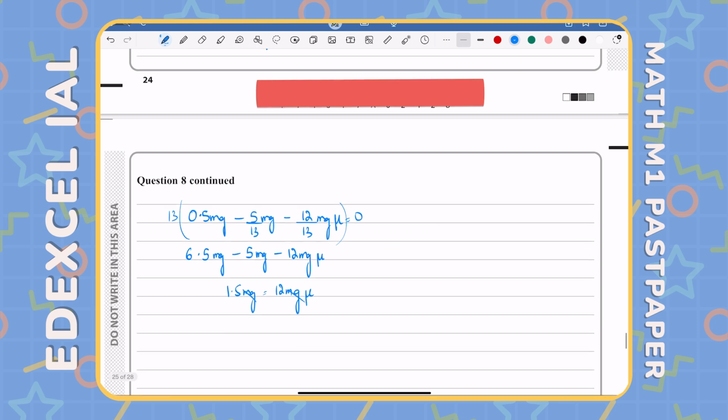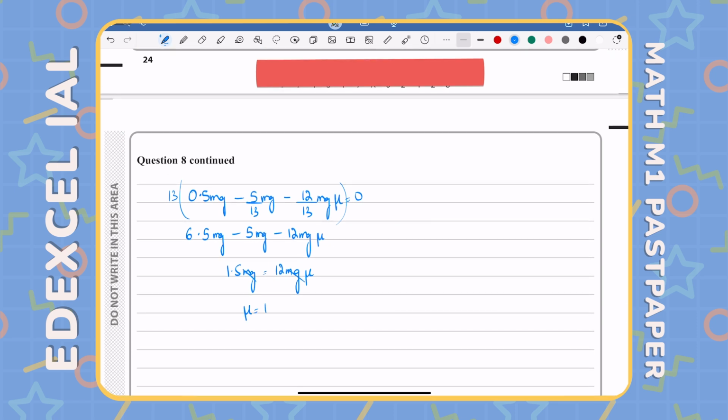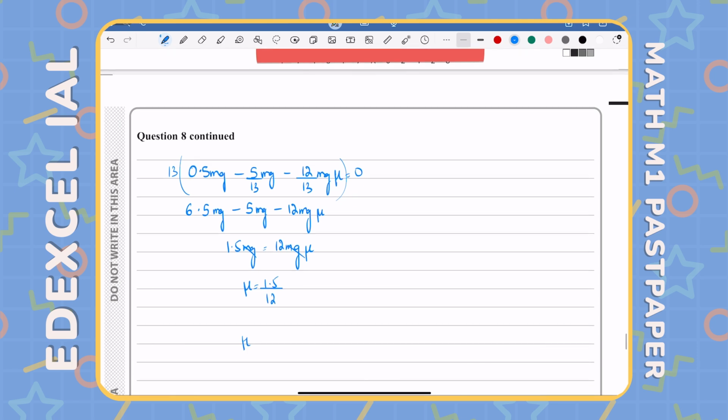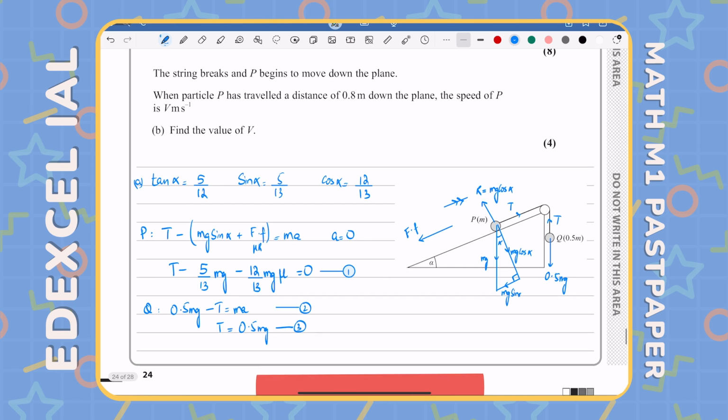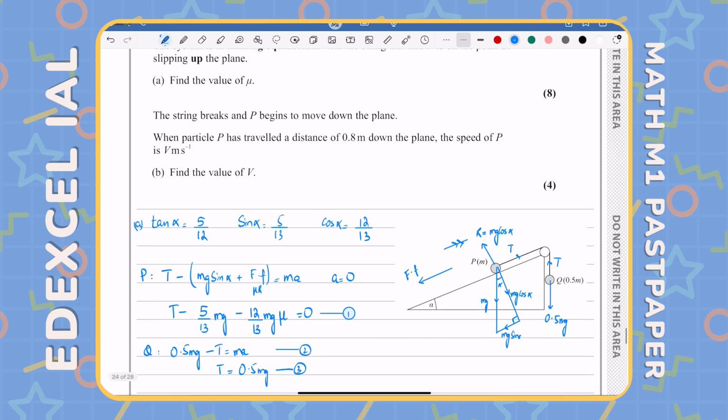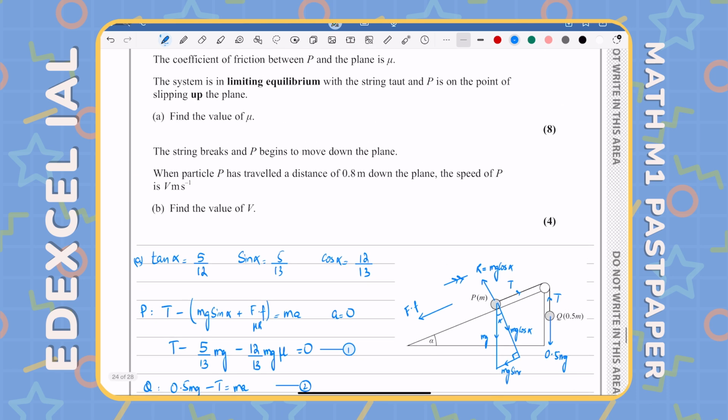Now we cross out mg from both sides, mu is equal to 1.5 upon 12, and now solving for the value of mu, written in fraction form, it is equal to 1 over 8. And there you go. So not as much working as we initially thought. But there are a lot of things that are marked in between, so that is why this was an 8-mark question. So anyway, I hope that's clear.